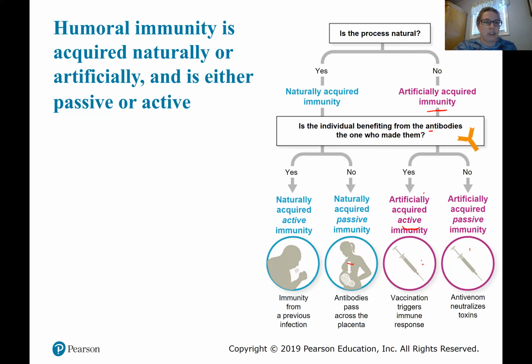Then say a patient gets bit by a rattlesnake and they go to the ER and they get an antivenom or some sort of anti-serum. It's a medical intervention, so it's going to be artificially acquired, but it's passive because usually a horse or another organism has produced those antibodies. Okay, so let me walk you through these slides here.